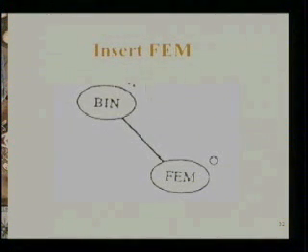Now we want to insert "fem". Where exactly should fem go? Definitely to the right of it, because it is more than bin. So we insert it towards the right. What is the balancing factor at fem? 0. And what will be the balancing factor over here? The height of the left subtree is 0, the right subtree height is 1. So over here it should be 0 minus 1, that is minus 1.